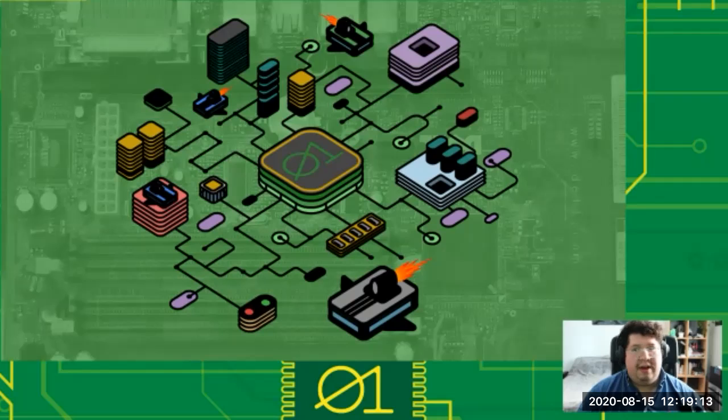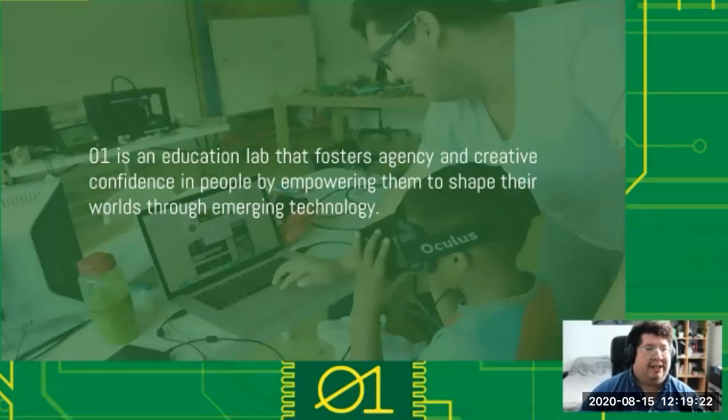A little bit about myself. My name is William Avendano. I'm a co-founder of Zero One, and we are an education laboratory based in Miami. Our focus is to foster agency and creative confidence in people by empowering them to shape their world through emerging technologies. And what does that mean? It means allowing them to really engage, explore, create, and derive meaning from different spaces that they can work with through technology that they're interacting with, create new ideas from the things that they're working on, and move those things forward to be able to design projects, think of companies, et cetera, et cetera.